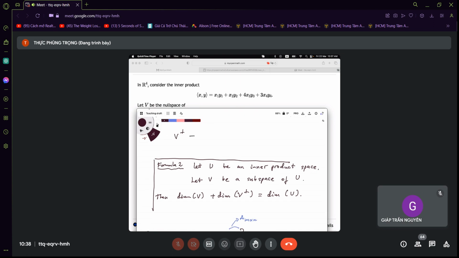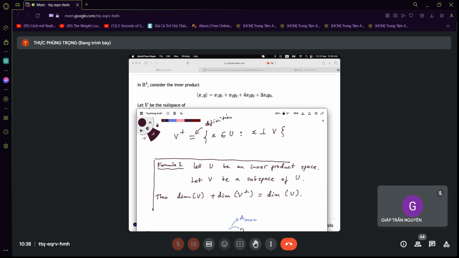Definition. The notation and the name already say something, right? V orthogonal is the set of all vectors in the base space, in the whole space U, let's say, so that they are orthogonal to V. Let me write the definition. So it's the set of, let's say, s in the base space U, so that s is orthogonal to V.